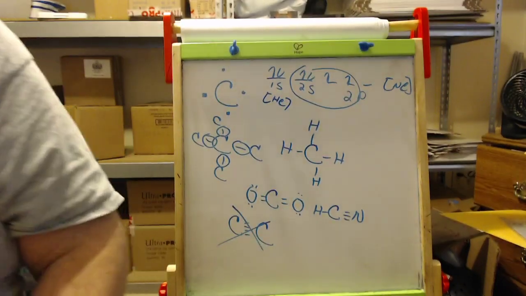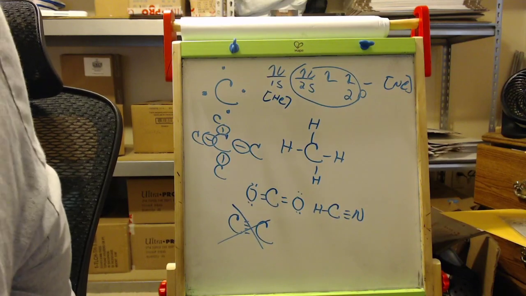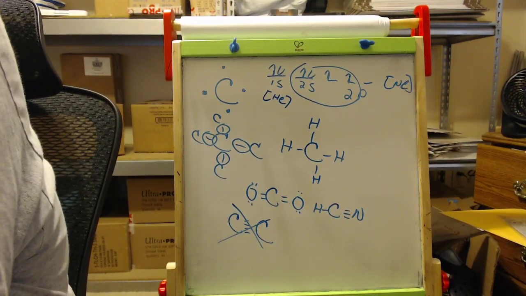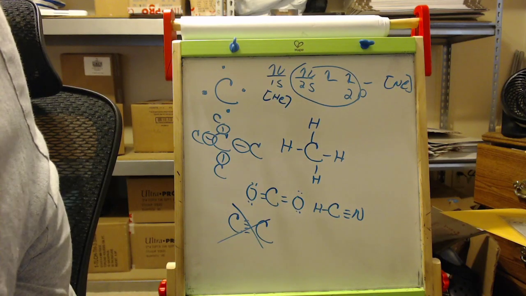So carbon wants to make 4 bonds. That's carbon's goal. Make 4 bonds, make everything happy. All right, let's look like neon. Let's look like the noble gas that's coming up.